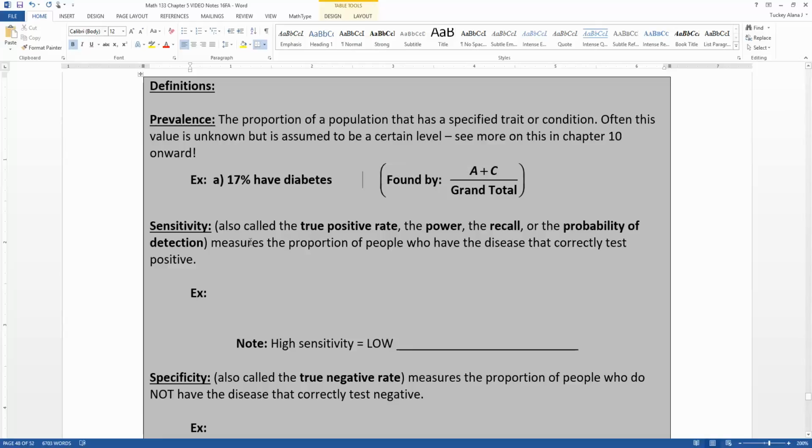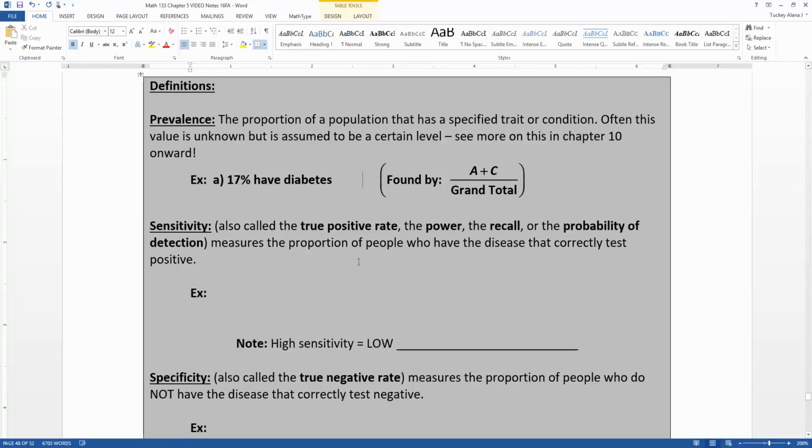Okay, now the sensitivity is known by a lot of names. It's called the true positive rate, also called the power, the recall, the probability of detection of a test. It's the proportion of people who have the disease that correctly test positive. It's a very important thing to know, especially in medical testing, but actually in all sorts of things, right? What's the chances of your test truly finding the trait you're looking for? Even if it's genetic testing, that kind of thing.